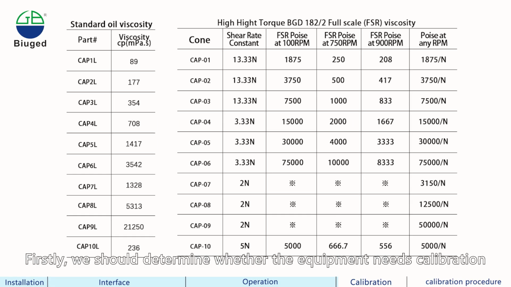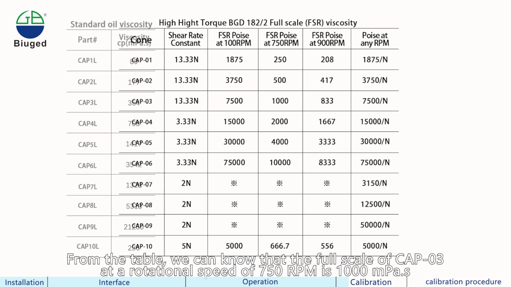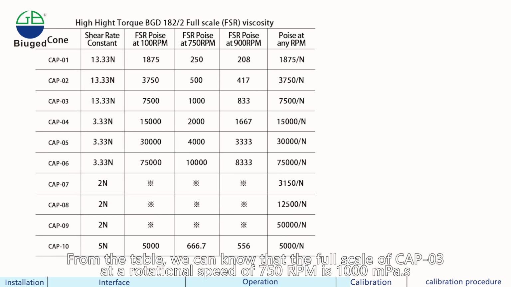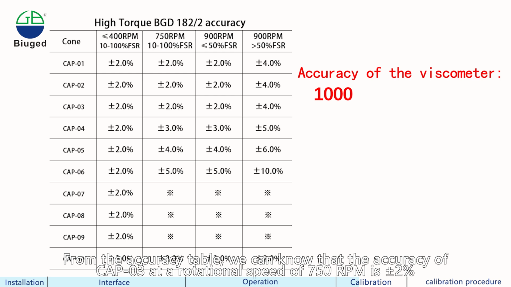Firstly, we should determine whether the equipment needs calibration. For example, we use CAP viscosity standard oil number 3 and CAP 3 for calibration. From the table, we can know that the full scale of CAP 3 at a rotational speed of 750 rpm is 1000 mPa·s. From the accuracy table, we can know that the accuracy of CAP 3 at a rotational speed of 750 rpm is plus or minus 2%.